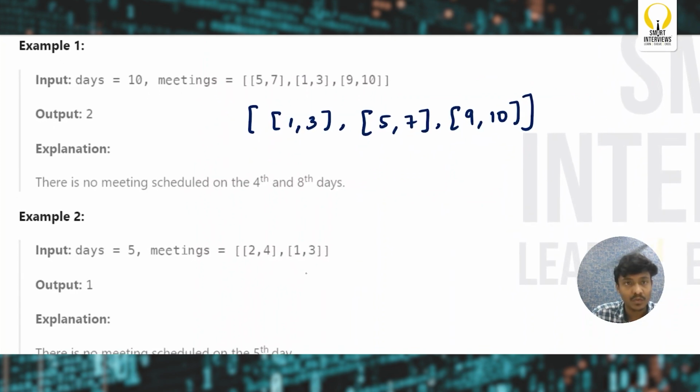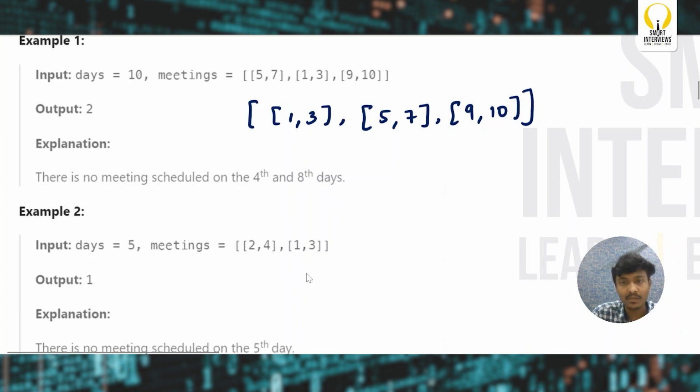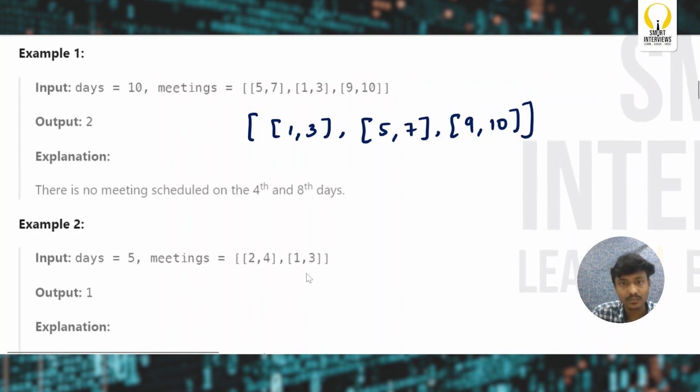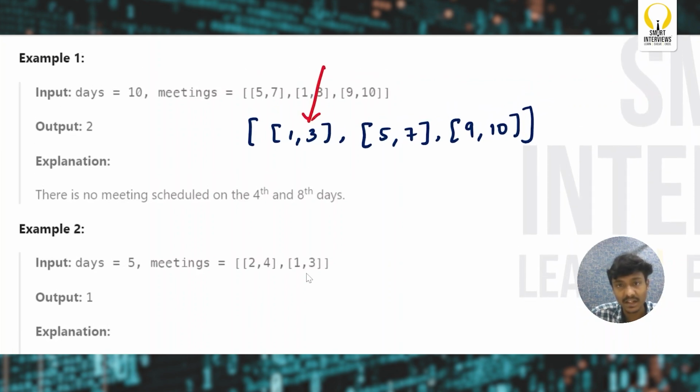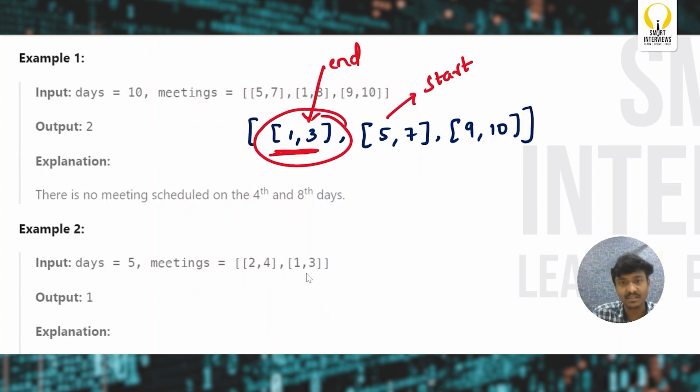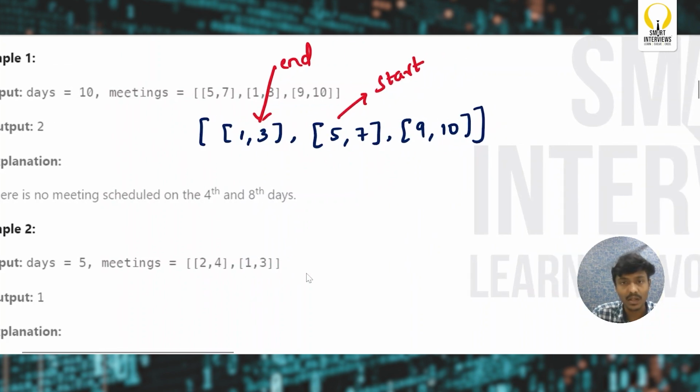So we don't need to worry about the values inside the meetings, right? We don't need to worry about 2, we don't need to worry about 6. But we need to worry about the values between them. So what is the value between them? 4. And what is the value between the next ones? 8, right? Now what is this? This is the ending time. And what is this, 5? This is the start time. So this is the ending time of the previous meeting and this is the start time of the current meeting.